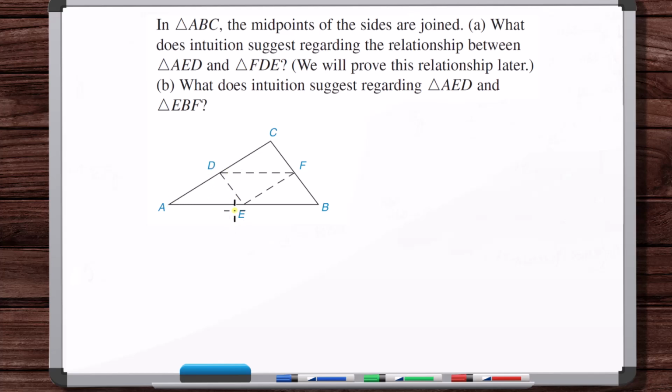You take triangle ADE and just flip it vertically about a horizontal line, it looks like you're going to get triangle DFE. What does intuition suggest regarding triangle AED and triangle EBF? Well, same thing. It looks like they're the same triangle, but visually it looks like that's the case, but we don't know for sure. Angle A has to be equal to angle B. So I don't know. Okay, so these two sides are the same.